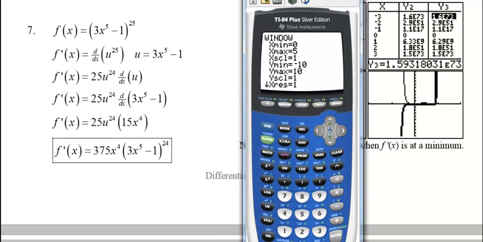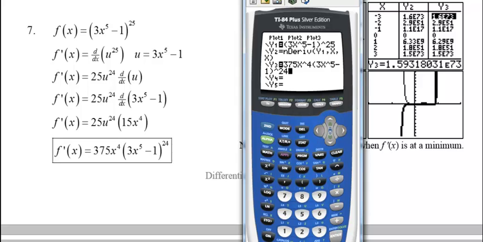Okay, so we'll get back to the window in a minute. Let me just turn this off for the moment. Okay, 3x to the power 5 minus 1 to the power 25. And then here we want to put in 375 x to the 4th times 3x to the 5th minus 1 to the 24th.